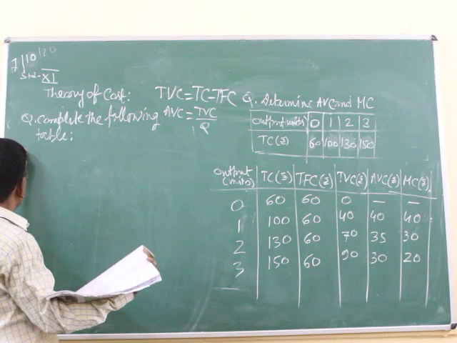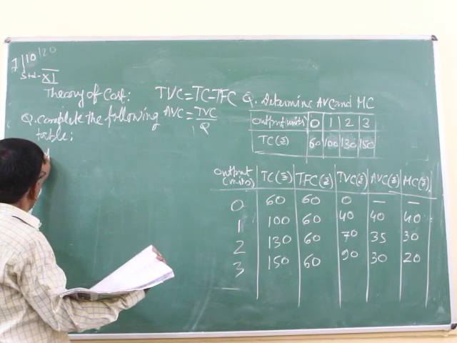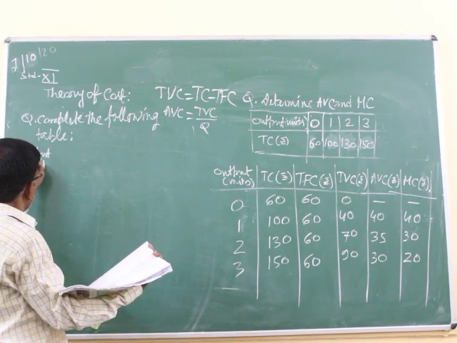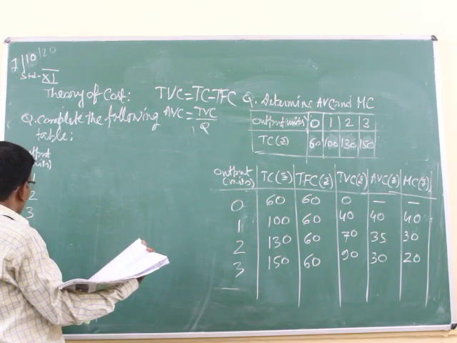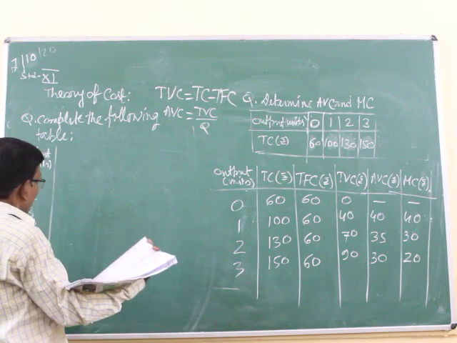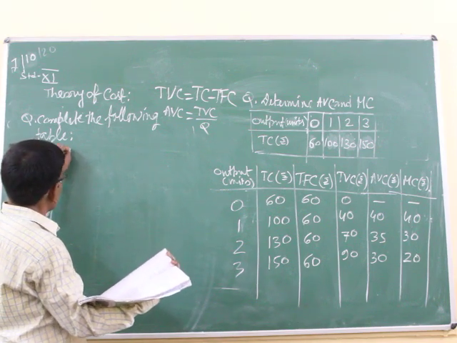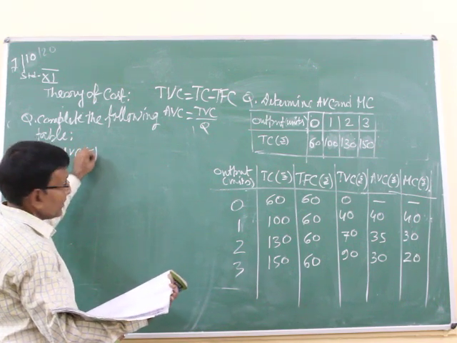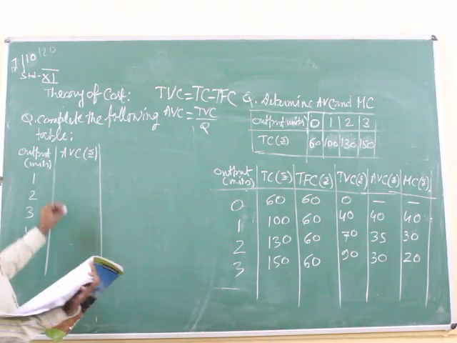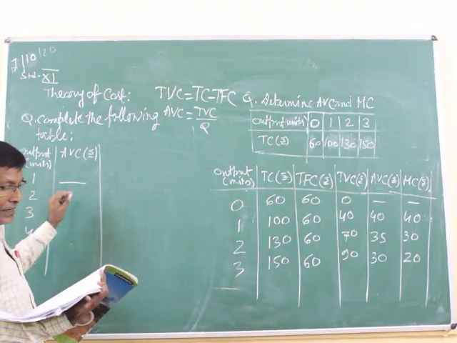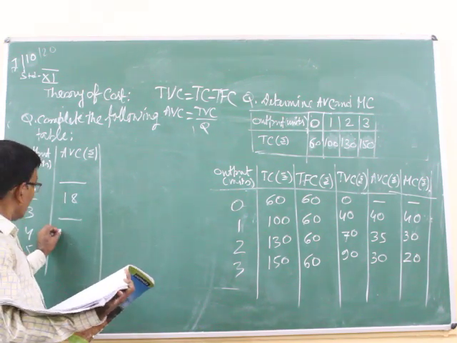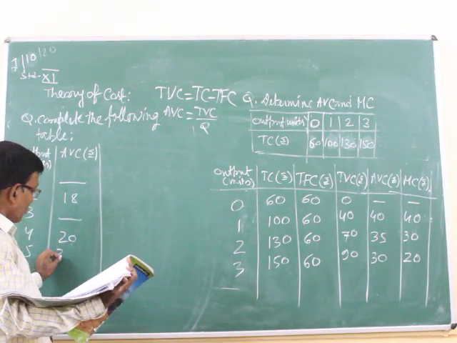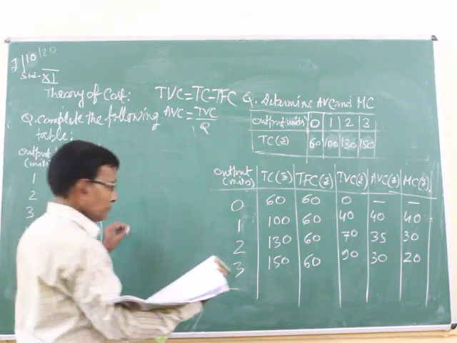First column is output units: 1, 2, 3, 4, 5. Next column is AVC in rupees. All of you see it is blank. You have to fill up the blank. Next one is 18, next one is blank, next is 20, last one is 22.